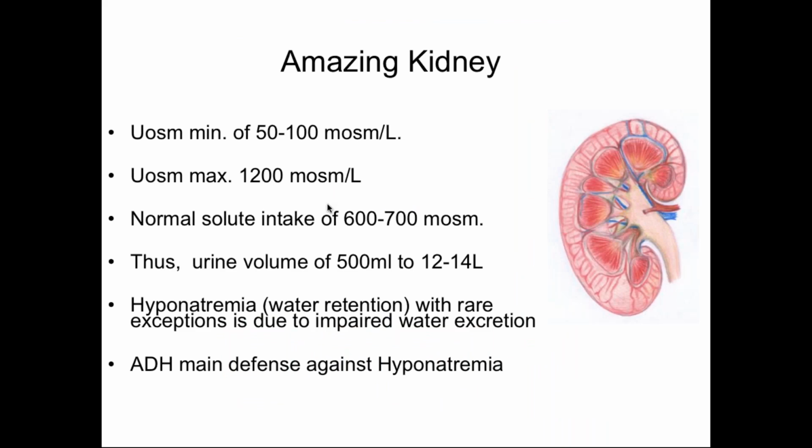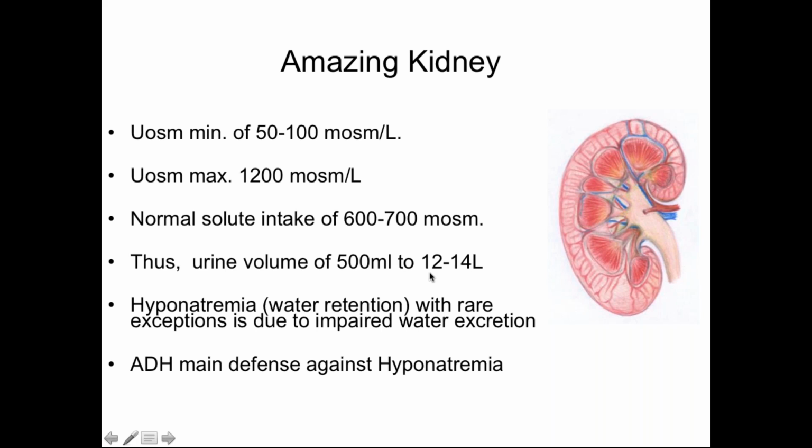So one of the amazing things about the kidney is that it has a huge capacity. The minimum urine osmolarity is between 50 to 100. The maximum is up to 1200. Normal solute intake is about 600 to 700 milliosms. And so the urine volume, with a fully concentrated urine, can go down as low as 500 ml, and with a maximally dilute urine, up to 12 to 14 liters.